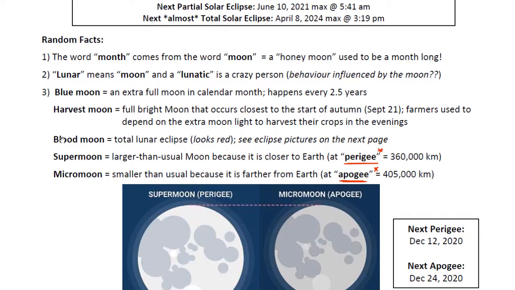Okay? A blood moon, we already mentioned this, is when you have a total lunar eclipse and it looks red. And again, you can go back and take a look at that picture.